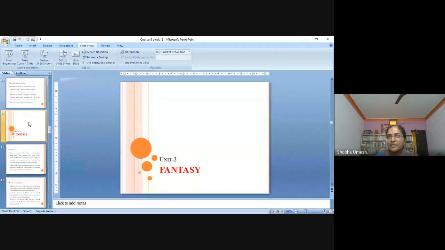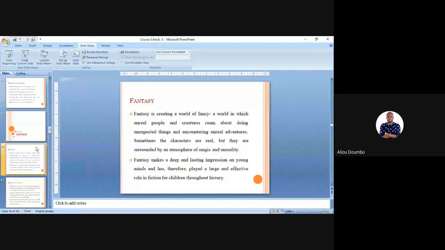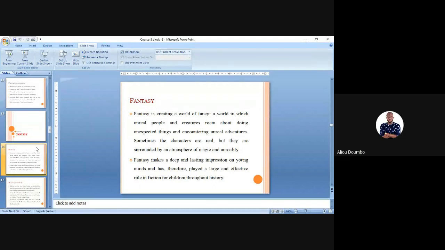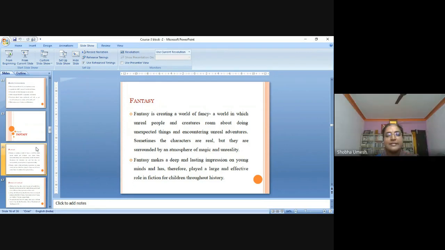Next important unit is fantasy. What do you mean by fantasy? What have you understood about fantasy? It is about imagination. To imagine and write something, like an unreal world, with unreal people or creatures. So it talks about a fantasy world.